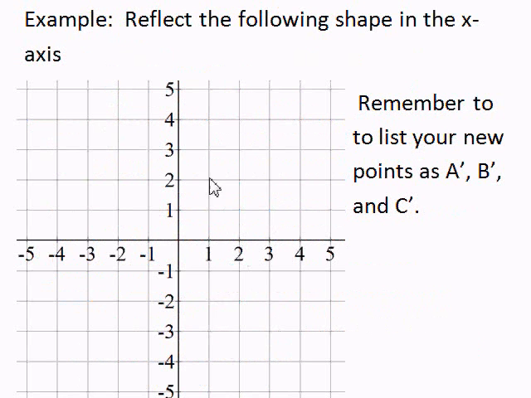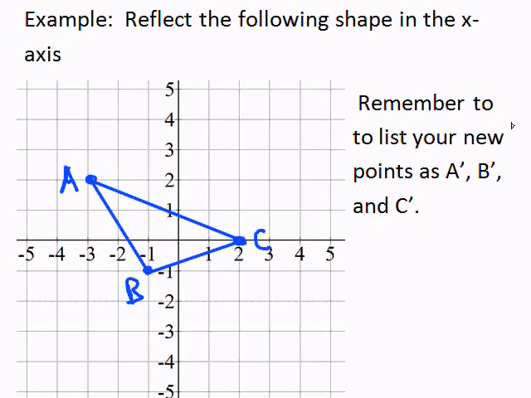So let's go ahead and take a look at an example. We're going to reflect the following shape in the x-axis. Here's our shape, and I've written a note to you. Remember to list your new points as A prime, B prime, and C prime. That little dash above the letters means prime, and that just means that's our new point after the transformation. We've got A, B, and C, which make up a triangle, and we're going to reflect over the x-axis.